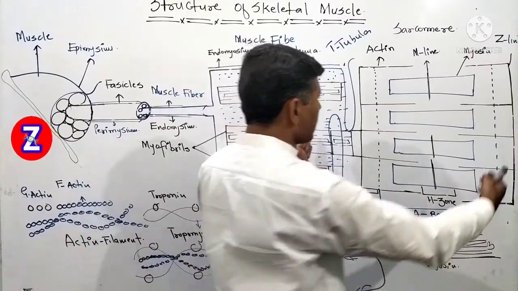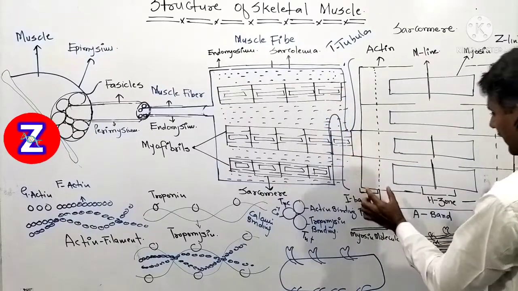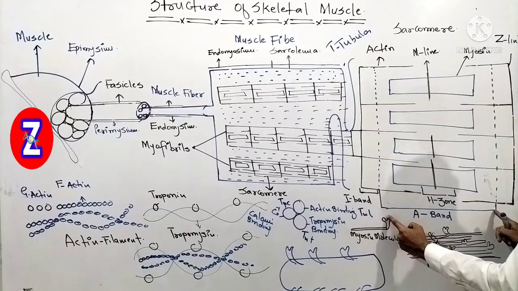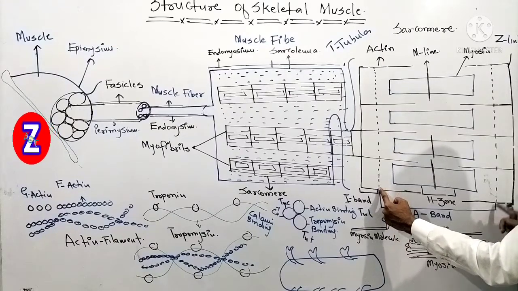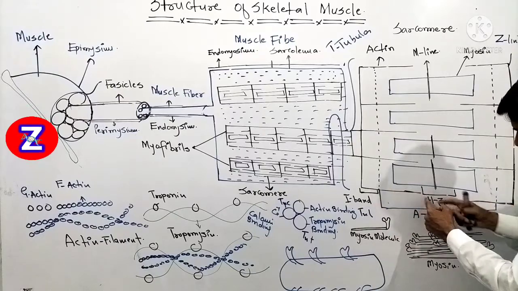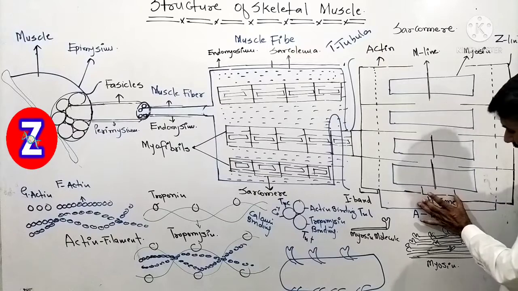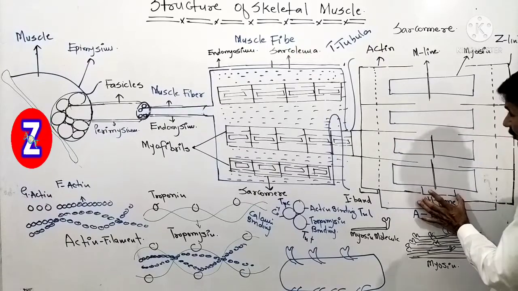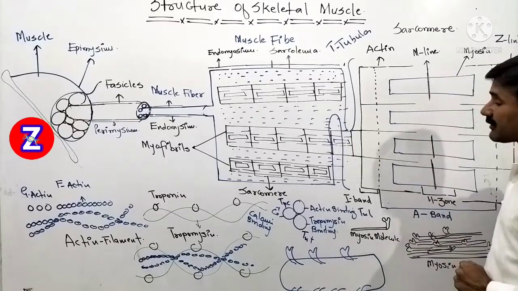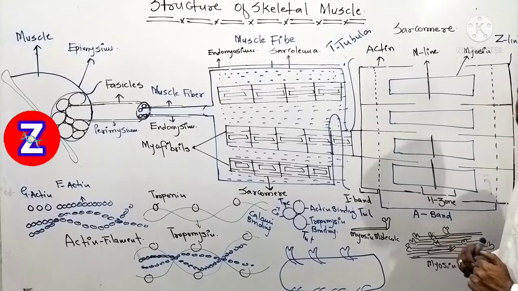This is the structure of a sarcomere. You must understand these are the Z lines, and from the Z lines there are I-bands, where only actin filaments are present. Then there is a region called the A-band, which extends from the I-band on this side to the I-band on that side. Within the A-band there is a region where only myosin filament is present, called the H-zone, and the center of it is the M line. This is the structure of a sarcomere.